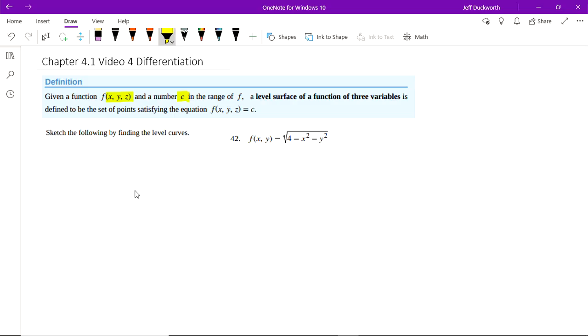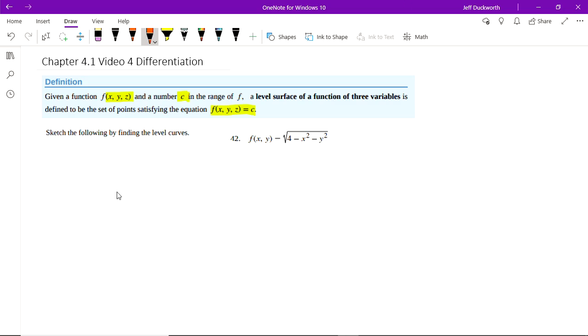But the definition is a level surface of a function of three variables is defined to be the set of points satisfying this equation. So that function equals that value c, something in the range. All right, so let's find the domain and the range of this number 42. They want us to sketch it. Your instructions in your book indicated using technology. I'm not going to have you guys doing any of that, so don't worry about that. But let's see what we can do with this function.